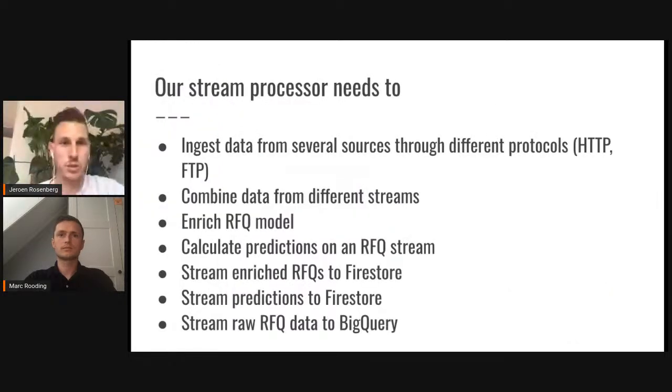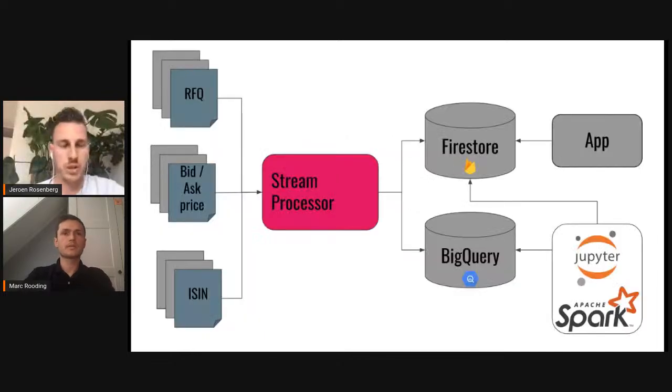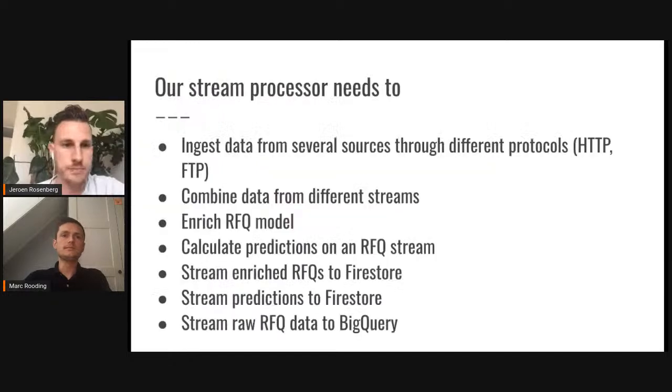That's the basic overview. So this stream processor block right in the middle, what does it have to do? It has to ingest data from several sources. We have different protocols: HTTP, and also FTP. It needs to combine those data streams. It needs to enrich our RFQ model with the metadata, for instance. We need to calculate predictions on the RFQ stream. We need to stream the enriched RFQs to Firestore, stream the predictions to Firestore, and stream the raw RFQ data to BigQuery. It's actually quite a lot of different tasks that we have to perform.